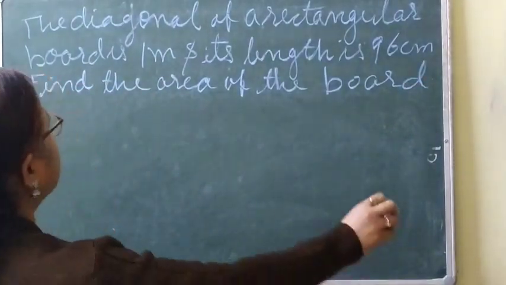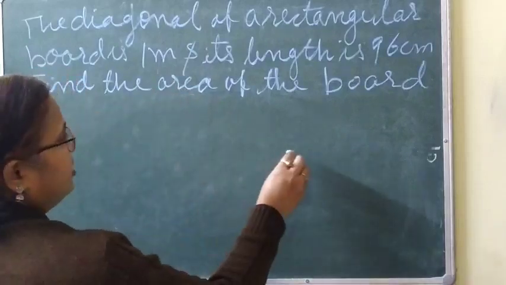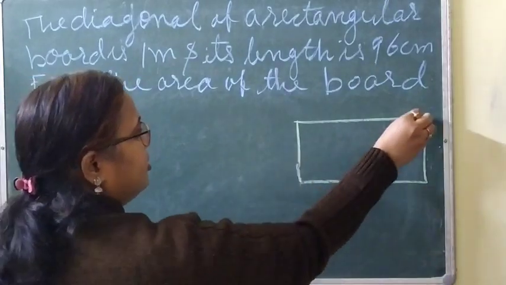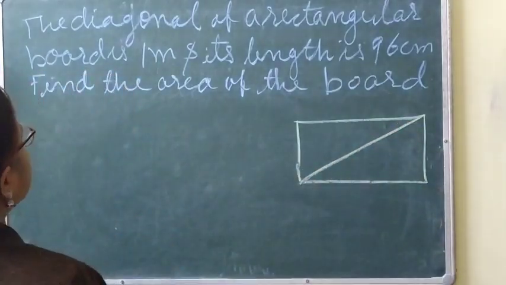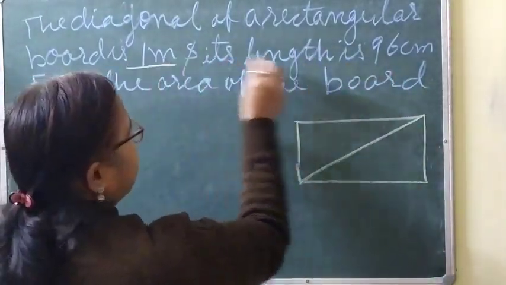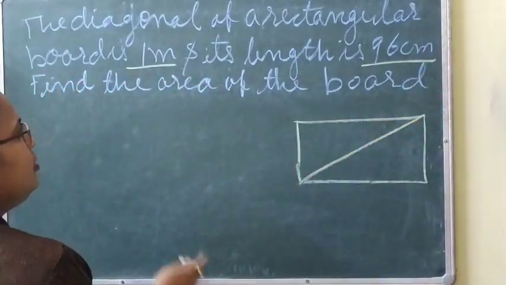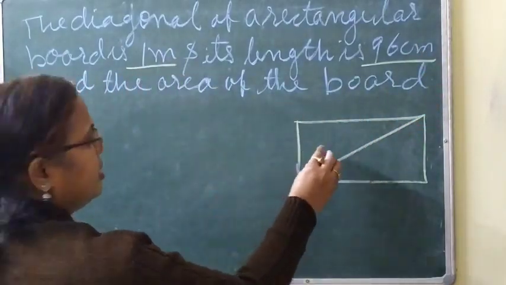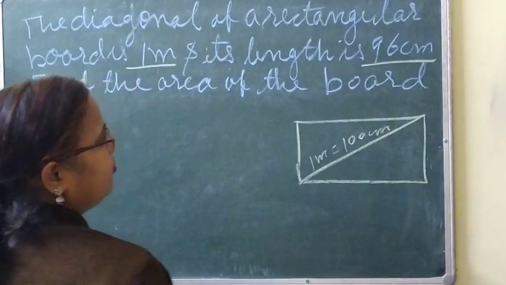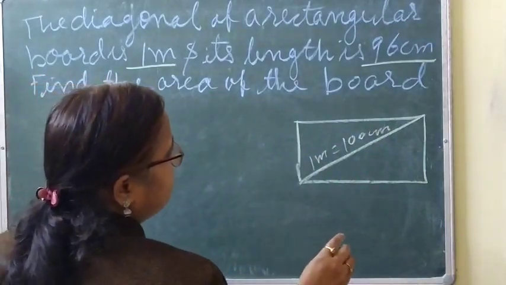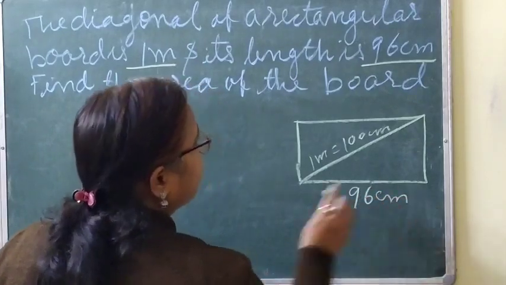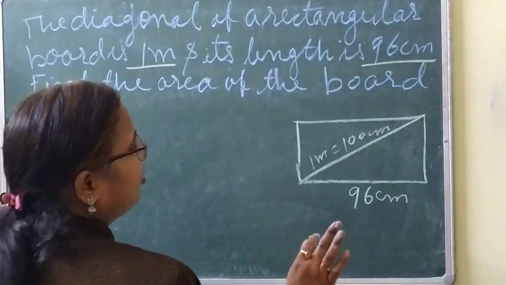So how we'll solve it here? The diagonal of a rectangular board is, suppose this is a rectangular board. Okay, and then this will be what? Diagonal. So diagonal is what? 1 meter. And here it is given 1 meter and here it is given 96 centimeter. So what we will do? We will change this meter into centimeter. So we can write here 1 meter means what? 100 centimeter. Clear? And its length is 96 centimeter. Find the area of the board. We have to find the area.